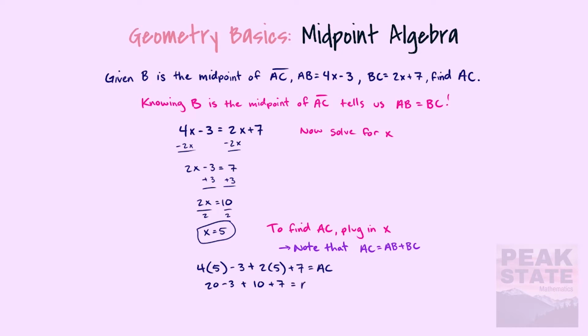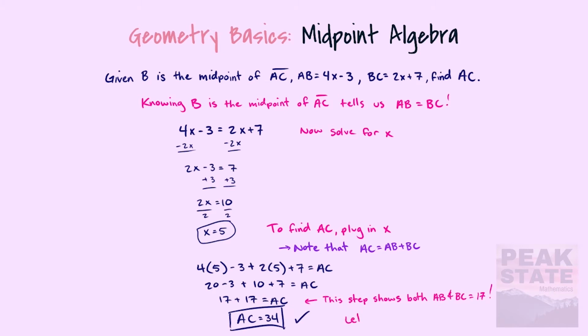For x, which is 5, 4x minus 3 plus 2x plus 7 is going to give us 17 plus 17 as we simplify those. And sure enough, that step shows us that each segment was congruent, which is what we were expecting. Therefore, AC must be equal to 34.